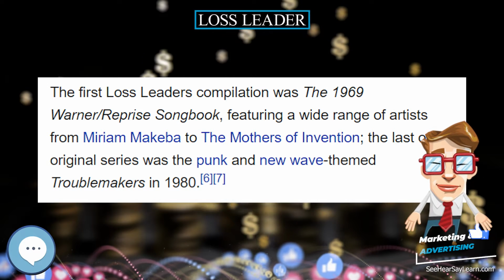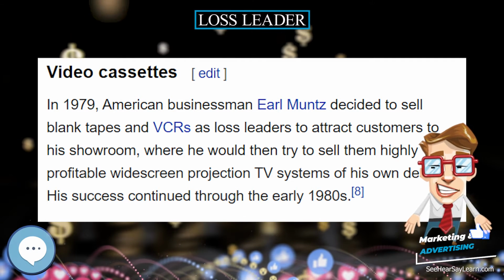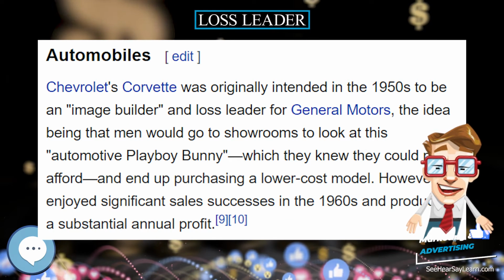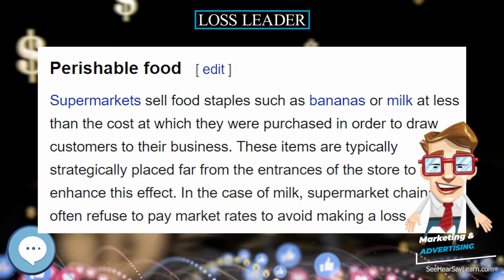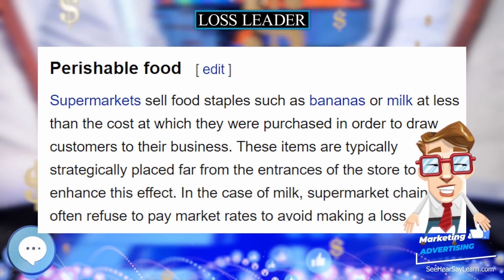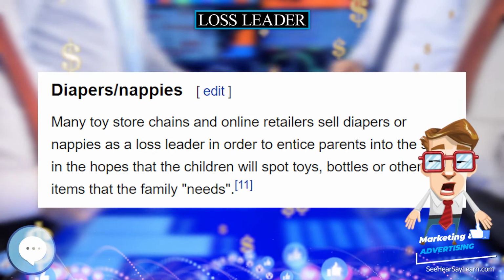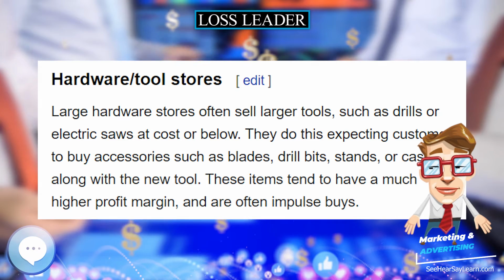Video cassettes. In 1979, American businessman Earl Muntz decided to sell blank tapes and VCRs as loss leaders to attract customers to his showroom, where he would then try to sell them highly profitable widescreen projection TV systems of his own design. His success continued through the early 1980s.